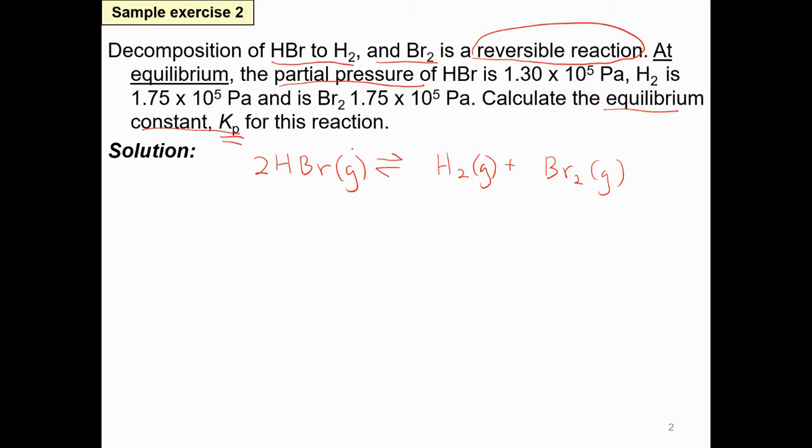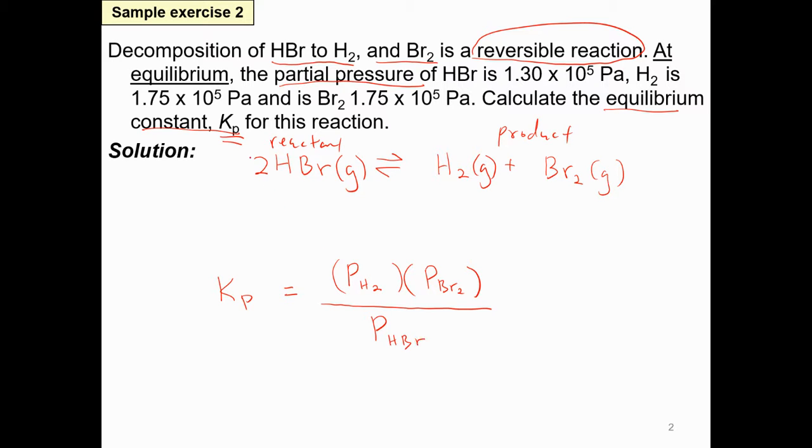Then we need to calculate the equilibrium constant. Okay, first, we write the expression for equilibrium constant for pressure. Product over reactant. So it is the partial pressure of hydrogen multiplied by partial pressure of bromine, product over reactant, partial pressure of HBr, and then we have coefficient 2.